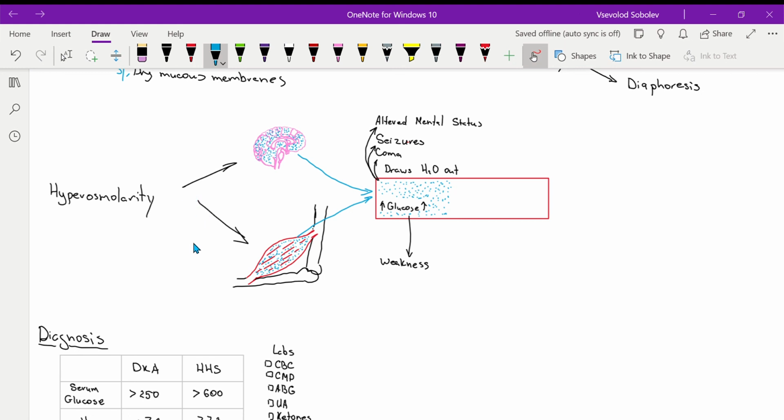Okay, hyperosmolarity. So when there's too much sugar in the blood vessels, it will pull the water from other compartments into the bloodstream. So we do have fluids in our brain and our muscles. If those are pulled into the bloodstream, then the glucose will be more diluted in the bloodstream, but the nervous system, the brain, and the muscles will lose that water, which will lead to weakness in the muscles and altered mental status. Even seizures or coma will be leading in the brain.